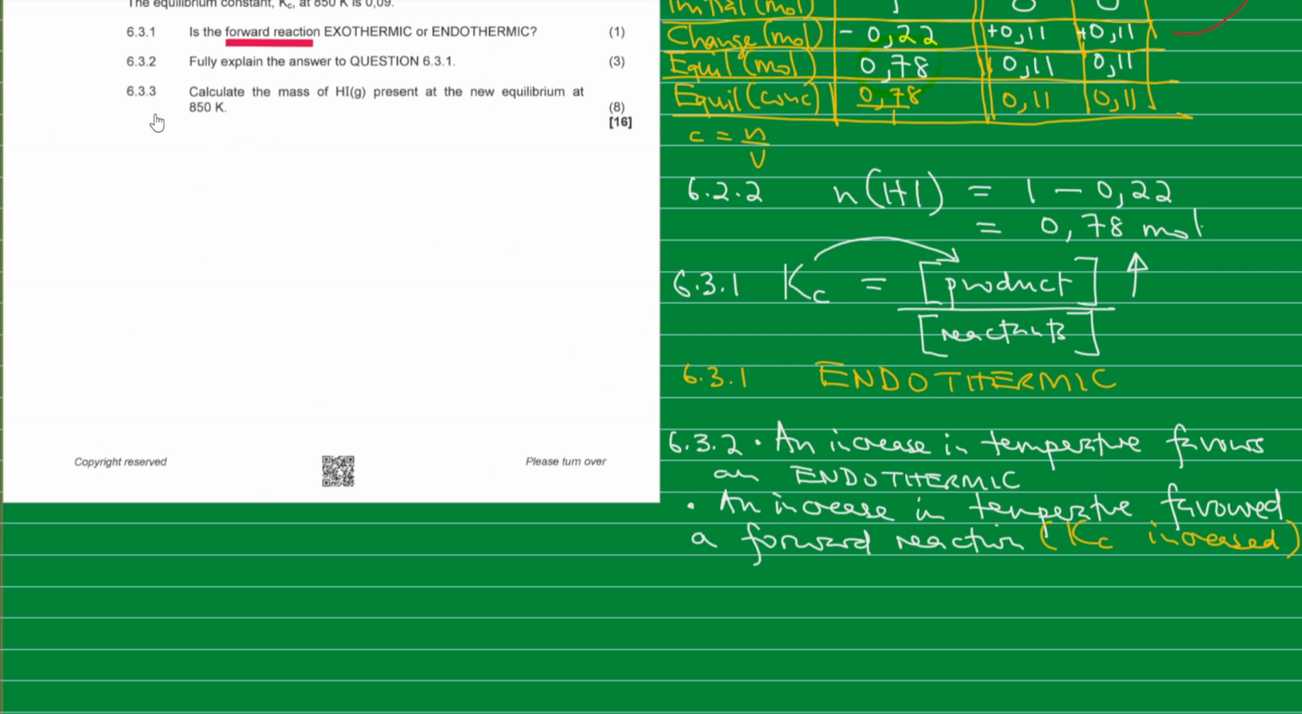The last question, 6.3.3, calculate the mass of HI present at the new equilibrium at 850 Kelvin. That is where the bulk of the marks are. Calculate the mass of hydrogen iodide present at the new equilibrium. Now, when you see these marks here, that's where usually you are advised or encouraged to draw up a table, that RICE table. Here it is compulsory to draw a RICE table. A RICE table will simplify our work. Now, so let's look at how we can work that one out.